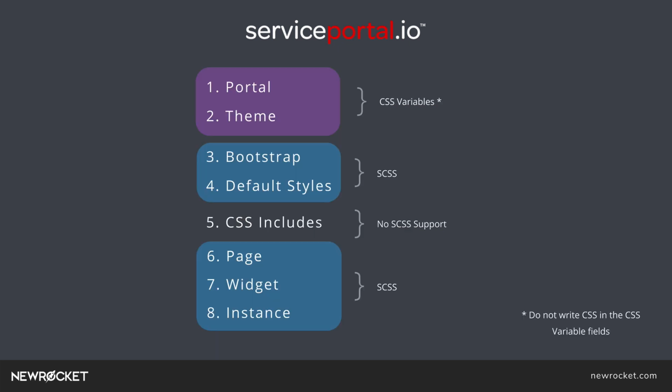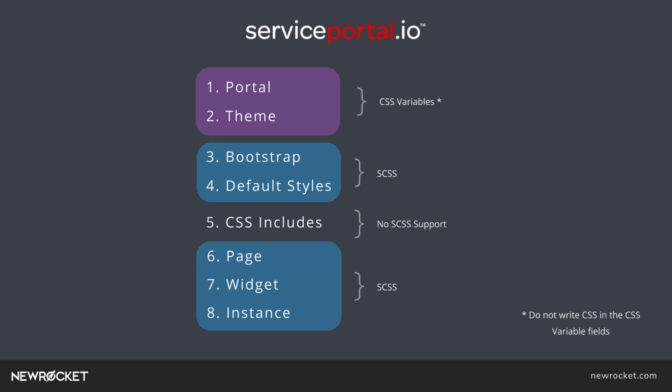So to get started, let's talk about how CSS works inside Service Portal. Here on the slide, we have a list of all of the areas where we can enter CSS that's going to be included onto the page, starting first with the portal and the theme, which is where we're able to add CSS variables. And a quick note here, please do not write your CSS rules inside of the variable fields, as this does get duplicated onto the page for every place where the variables are being used.